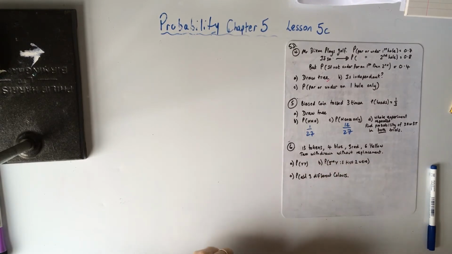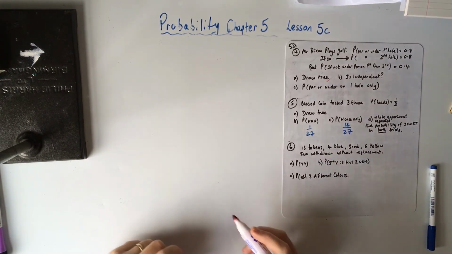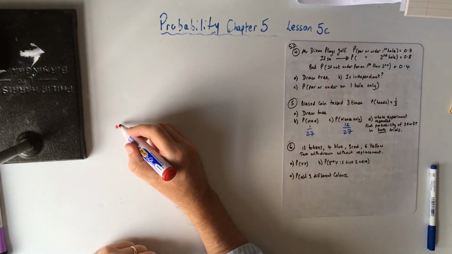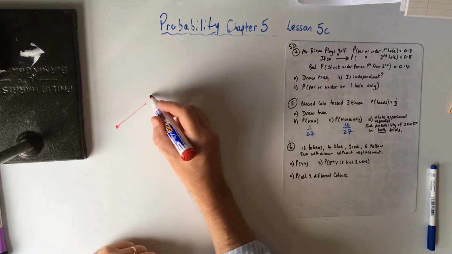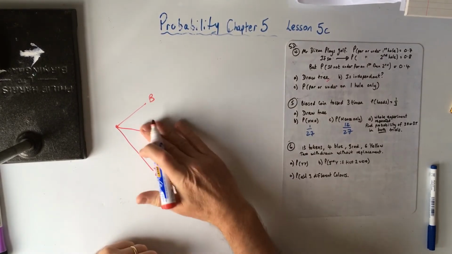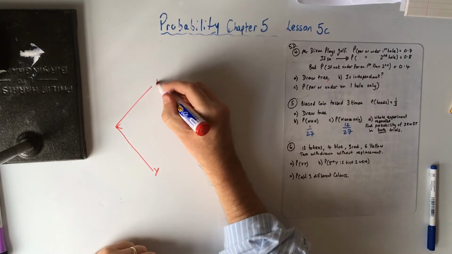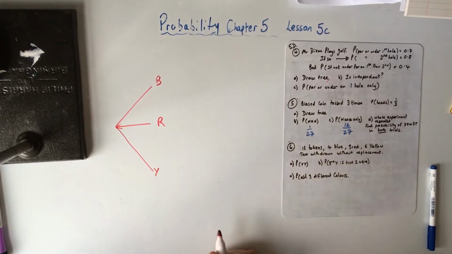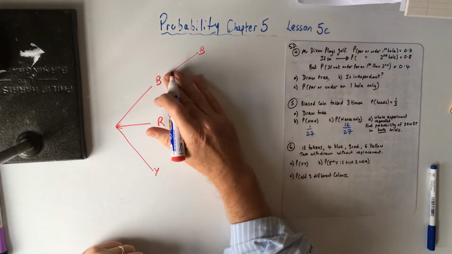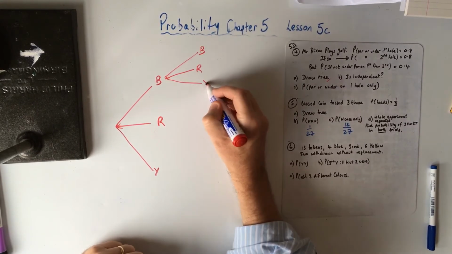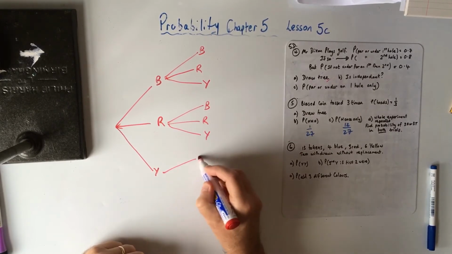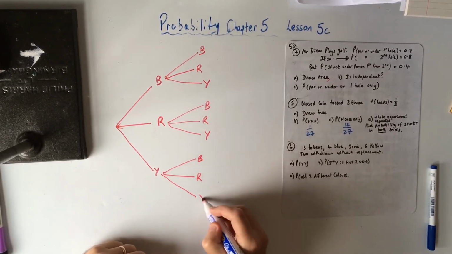13 tokens, 4 blue, 3 red and 6 yellow, 2 drawn without replacement. So here we go. It doesn't sound bad at the start. So blue, red or yellow. And in fact, knowing what's coming here, I'm going to spread it out. Okay, and it's done twice. So blue, red, yellow, blue, red, yellow, blue, red, yellow.